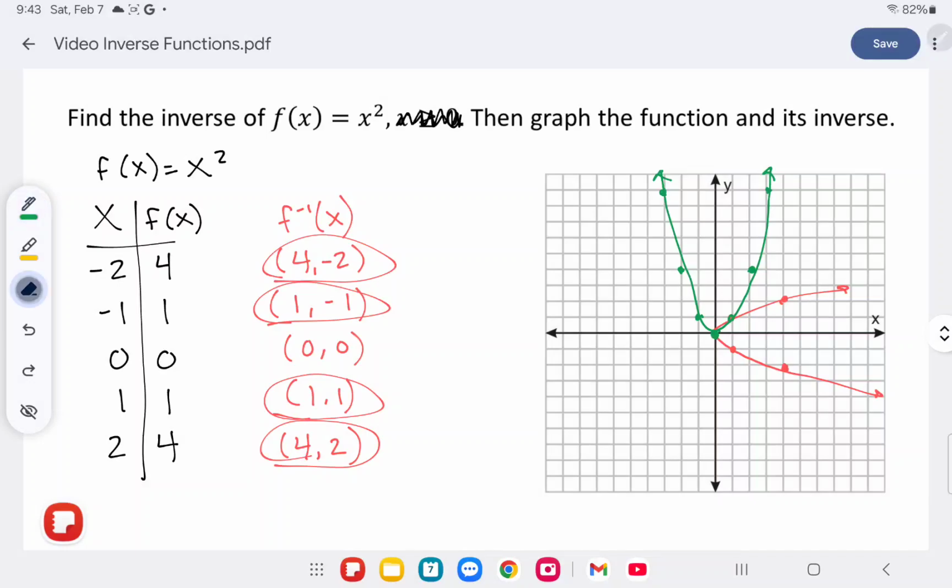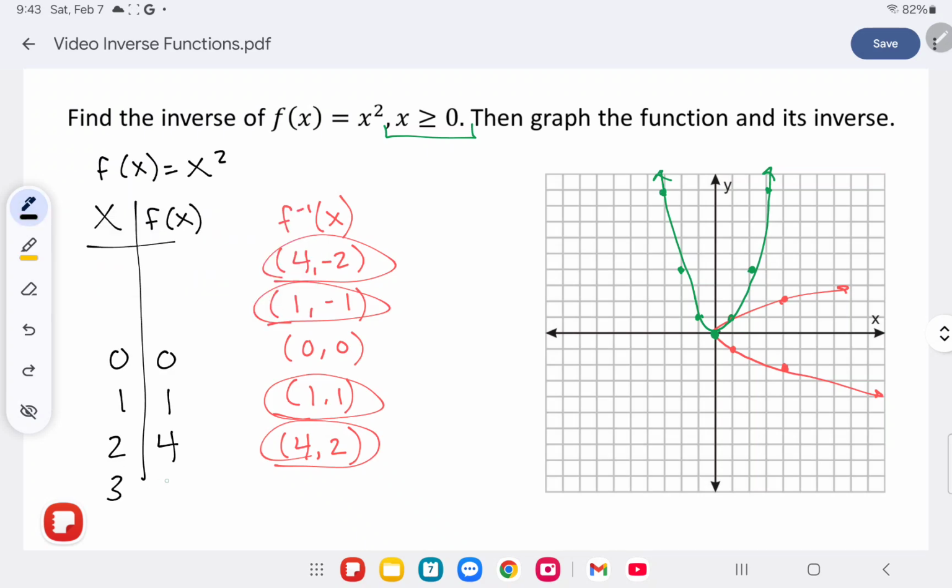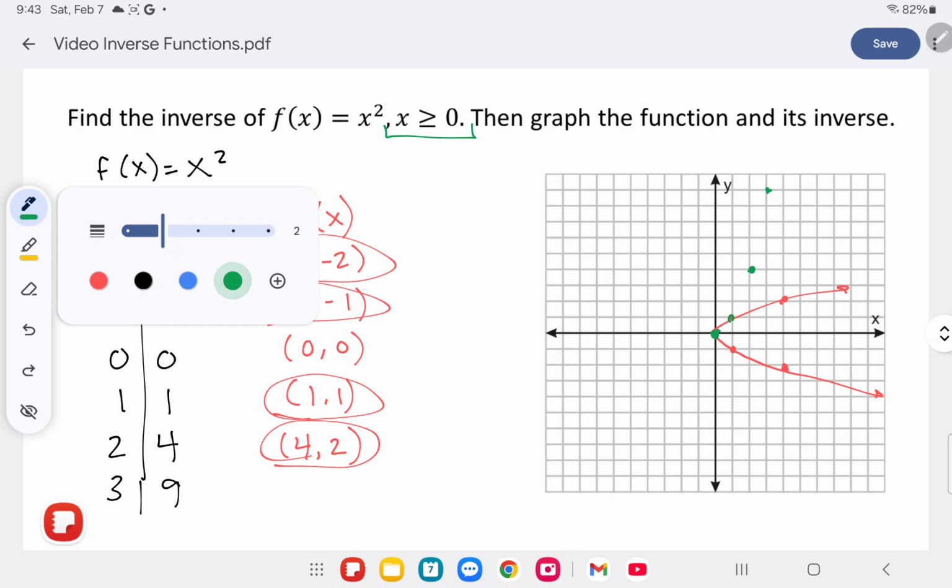So here's what we typically do. We change the domain so that it becomes a function. So now it says f of x equals x squared and x is greater than or equal to 0. That means we only want to include the numbers that are greater than or equal to 0 in our domain. So 0, 1, 2, I'll even add 3, 3, 9 is on there. So I'm going to erase the left half of this parabola. We only want the right half.